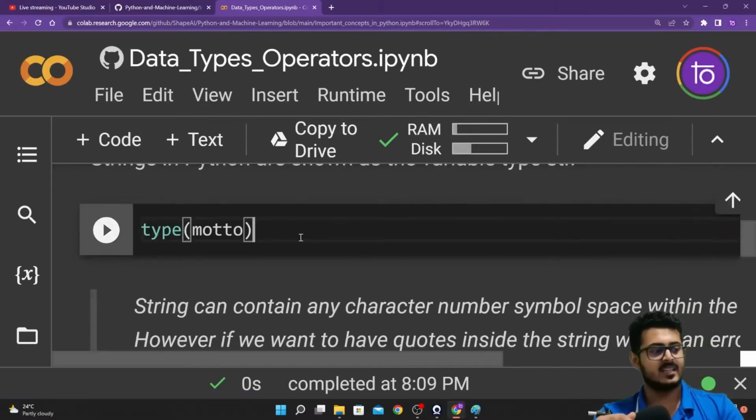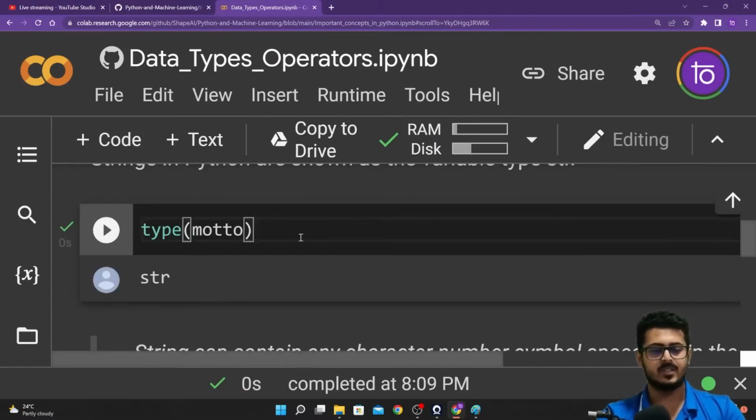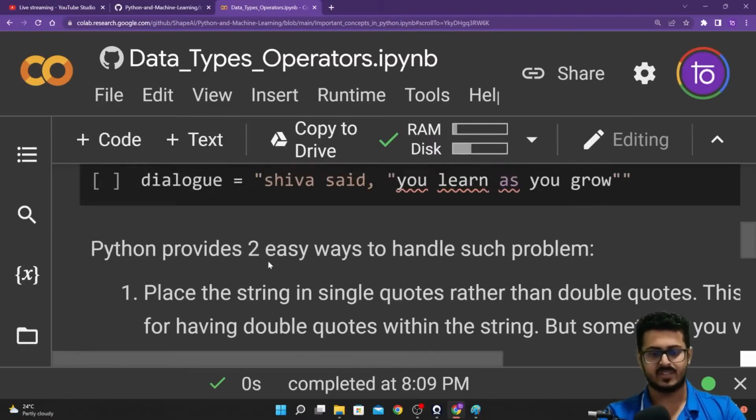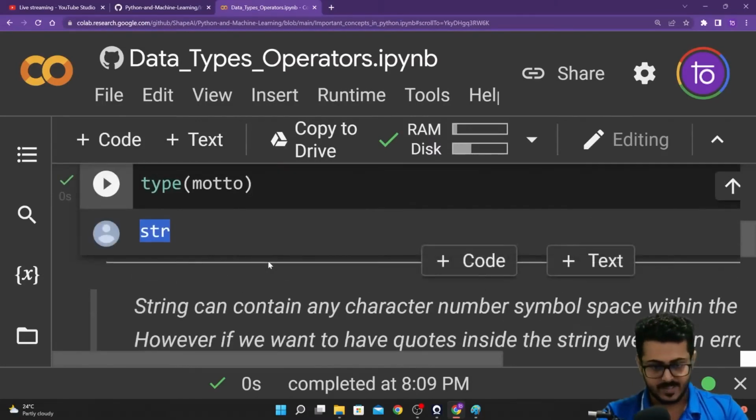If you are checking the data type of motor, as you are able to see right over here, you will see that we are getting str. That is the short form for strings. So we'll wait up till here. From this point we'll continue from tomorrow onwards itself. We'll meet once again, guys, and we'll continue from right over there.